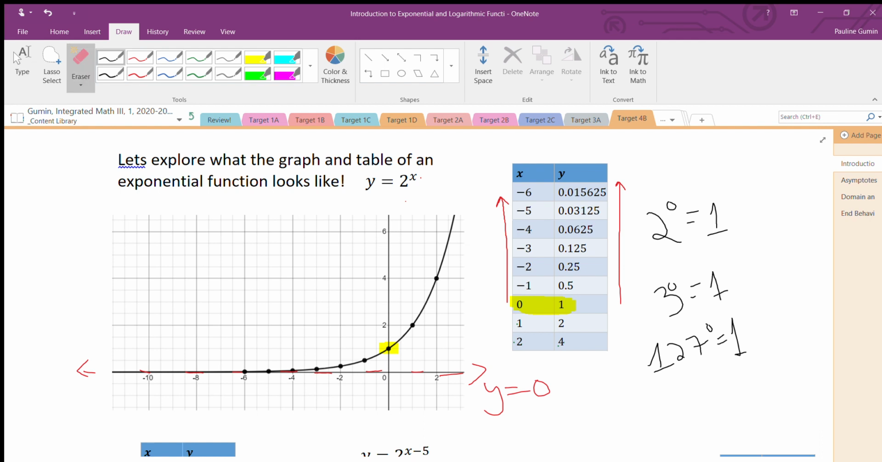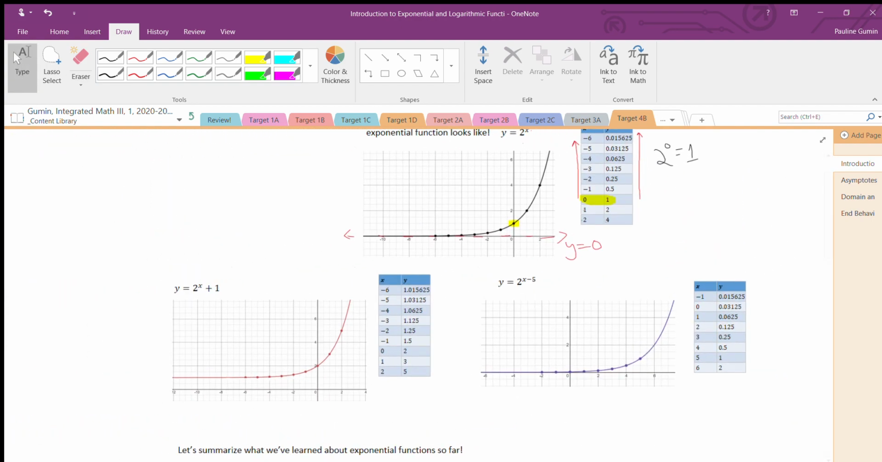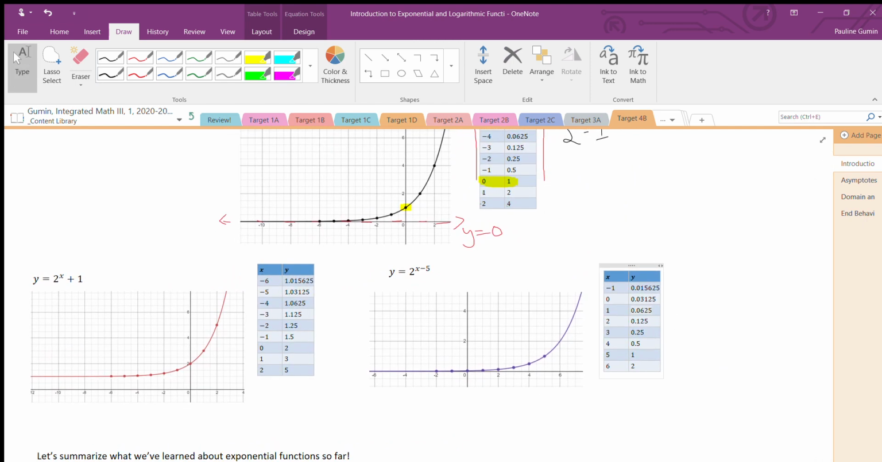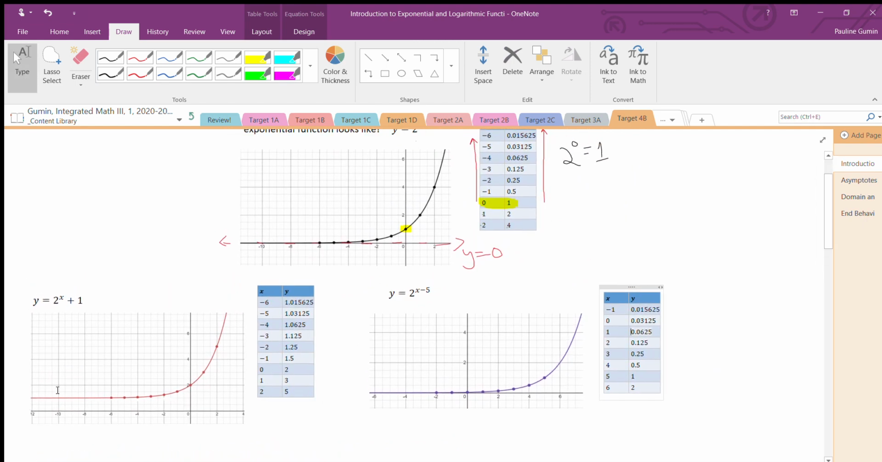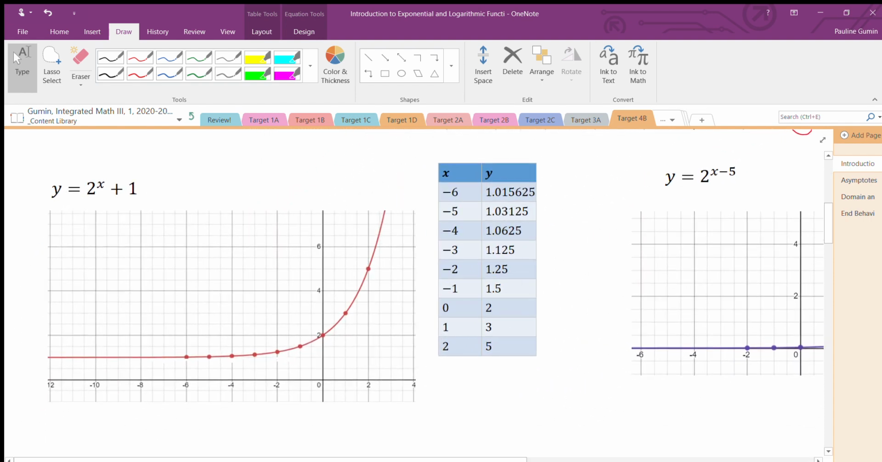Okay, so that is the most basic exponential graph. Now let's transform it. Let's move it up and down. Let's move it left and right. Now, I have two graphs to demonstrate that. On the left, hopefully you see that from the original, this left graph moved up, and it moved up 1. One way we can tell is right here, this plus 1. That's up 1.